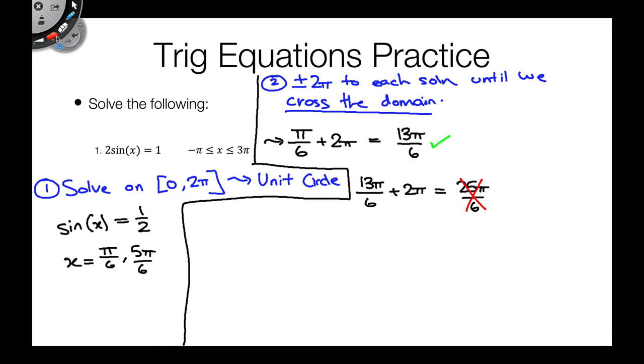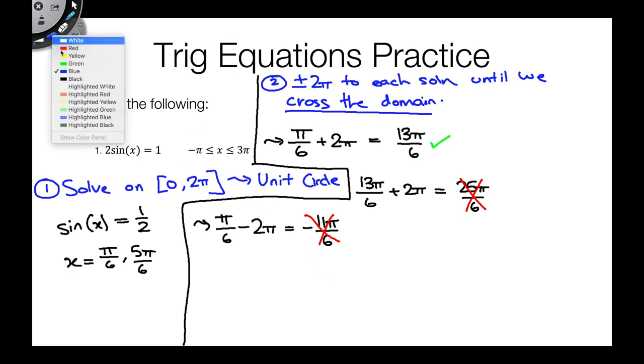All right, but we can try subtracting 2 pi. It doesn't make sense to add 2 pi anymore, but we can try subtracting. So pi over 6 minus 2 pi, which is pi over 6 minus 12 pi over 6. That's going to be minus 11 pi over 6. Is that within our domain? Fortunately not, because you can only go up to negative pi, and that's a little bit more than 1 times pi. So unfortunately, that one is not in our domain anymore.